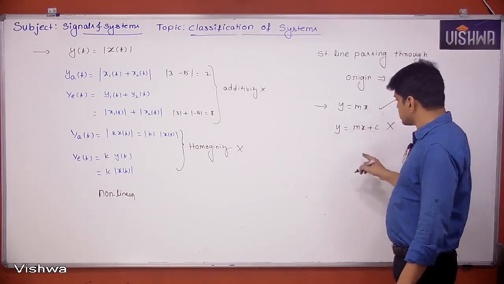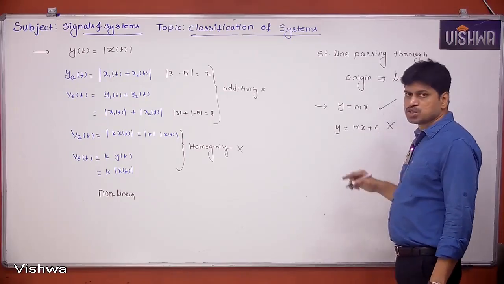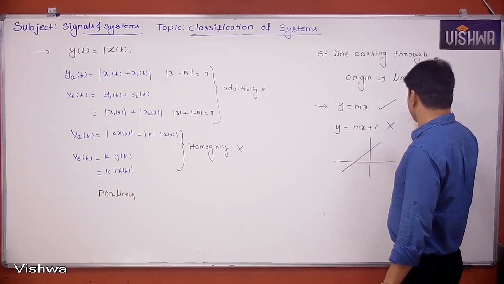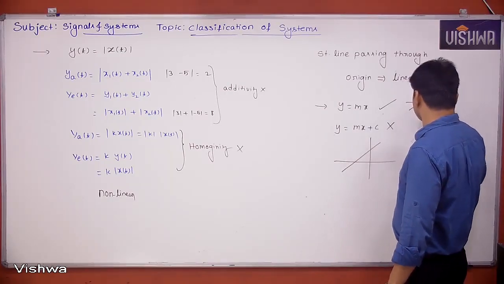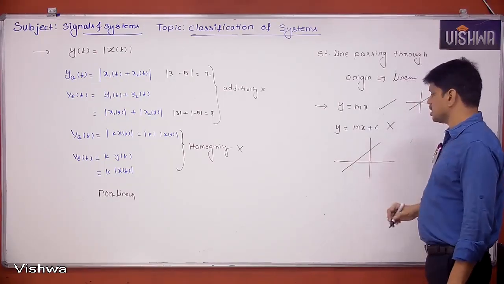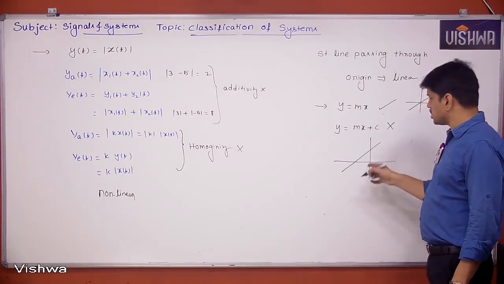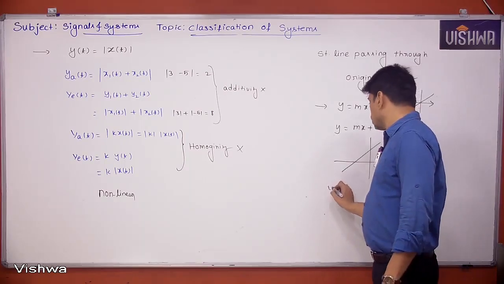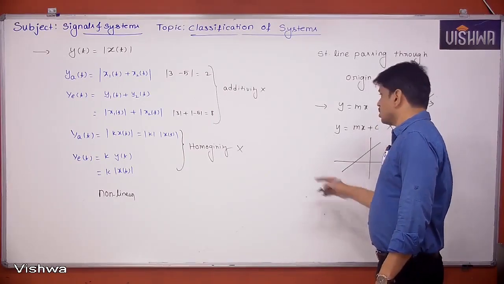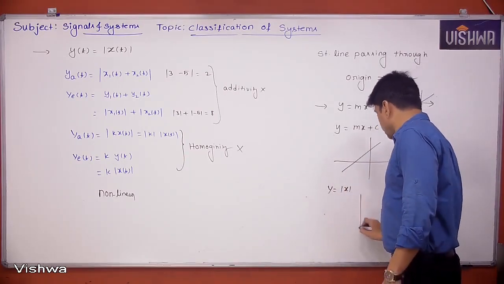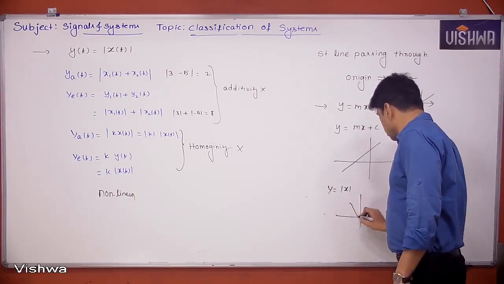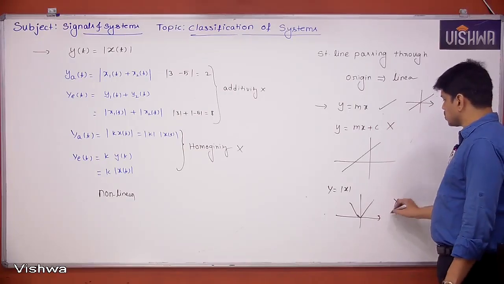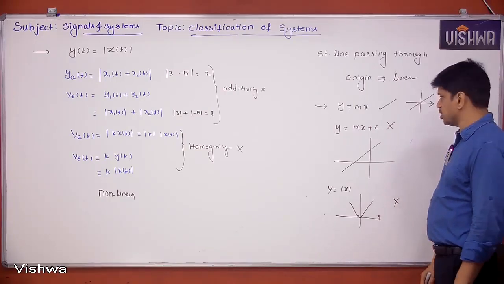Why? It is a straight line, I can agree with that, but it is not passing through origin because it has a y-intercept. That's why it is a non-linear system. Whereas if you take y is equal to mod x, how does it look? It is a V-shaped curve, everybody knows it. It is not a straight line passing through origin, so this is also a non-linear system. I hope you understood.